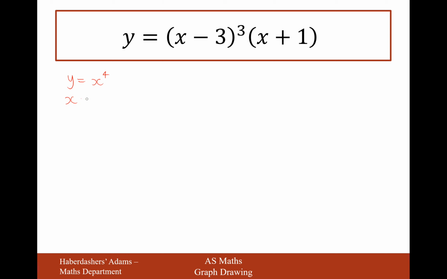The next one is going to be x equals 3, 3, 3, and -1. So this is a tripled repeated root. I like to call this a cubic repeated root.